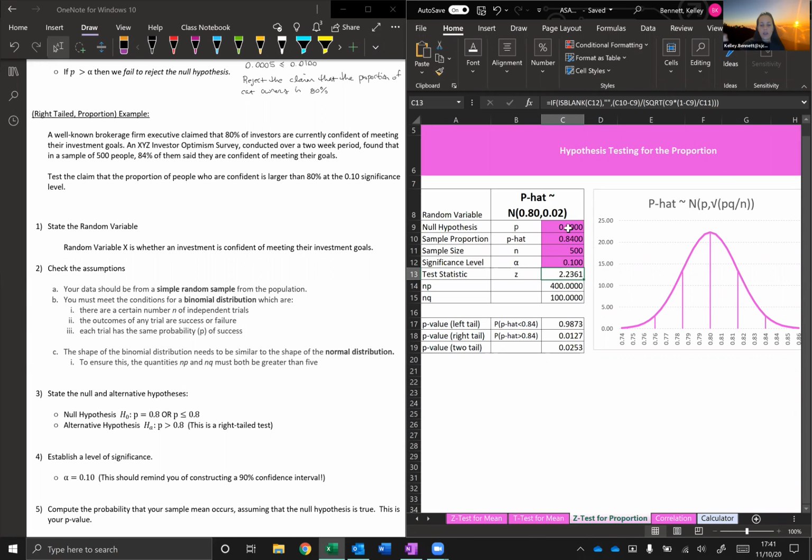Now we get all of our good data, and notice that we can go back and revisit our assumptions. Here we have np equal to 400 and nq equal to 100. We are in the clear and we can proceed with our hypothesis test.